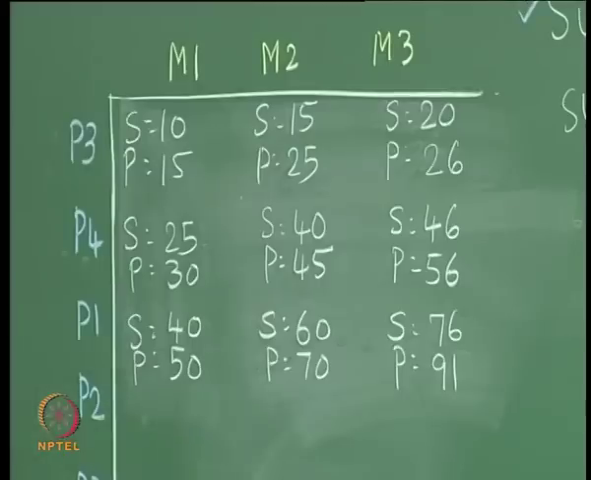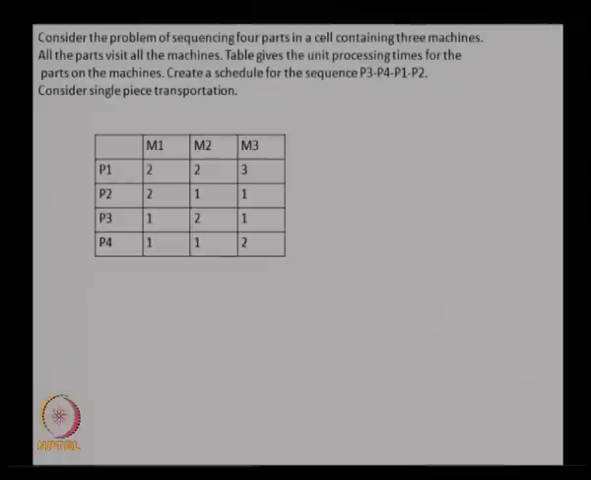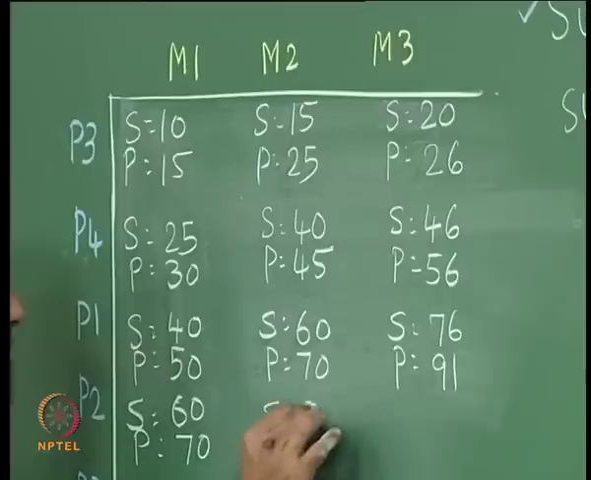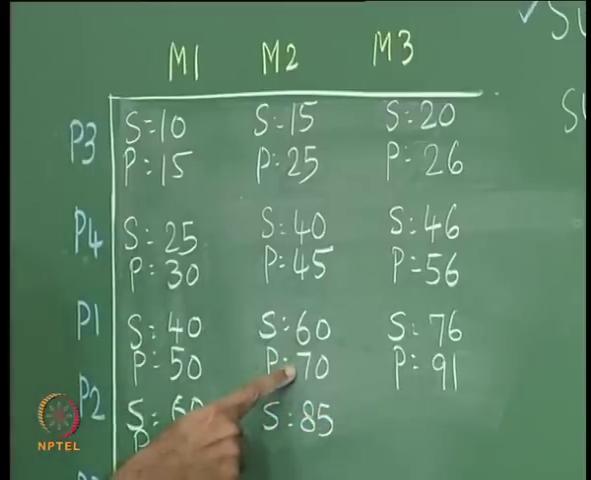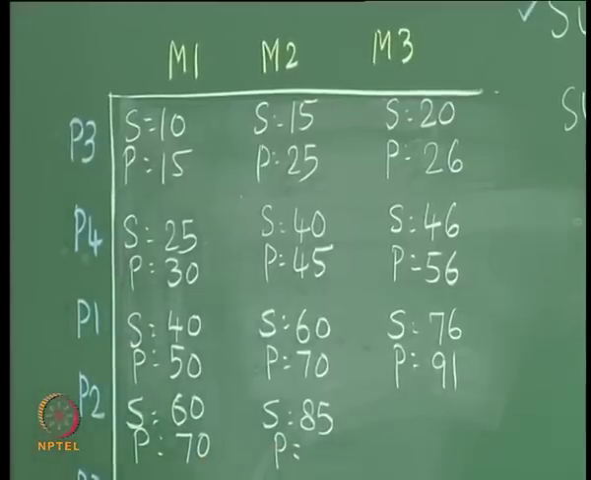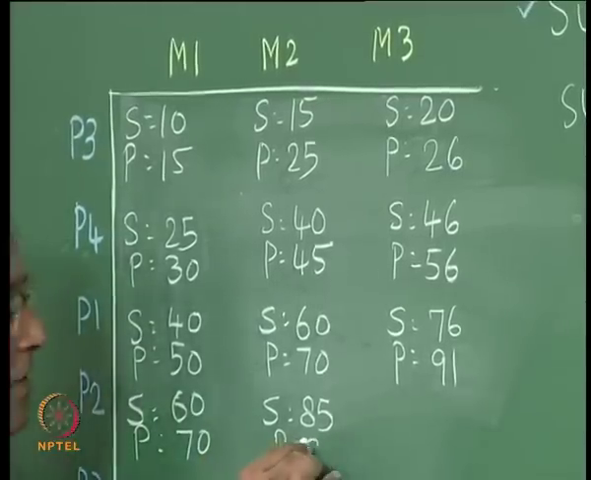Now we go back to P2, so setup will be over at 60 and P2 unit processing time is 2, so production is over at 70. So here setup will be over at 85 because this production is over at 70, 15 time units for setup. Unit processing time is again 1, so this will be over at 90.